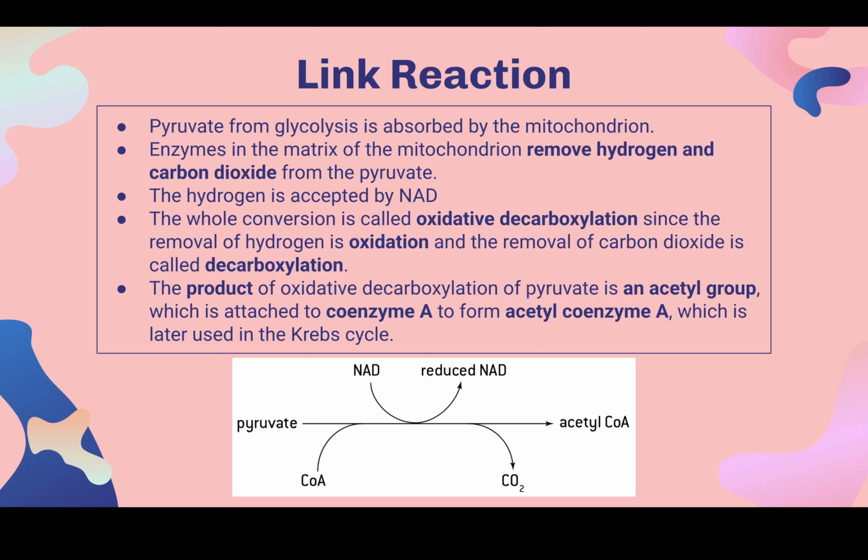So after the link reaction, pyruvate and coenzyme A get together to form and release carbon dioxide and hydrogen, which gets accepted by the NAD, and then the coenzyme A and pyruvate without one carbon and one hydrogen forms the acetyl group, which then attaches itself to the coenzyme A, which then becomes acetyl CoA, which is really important to use in the Krebs cycle.